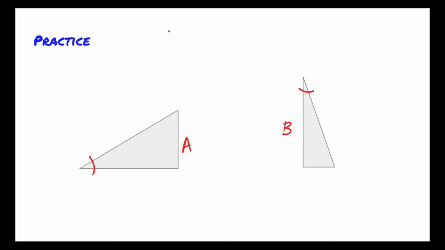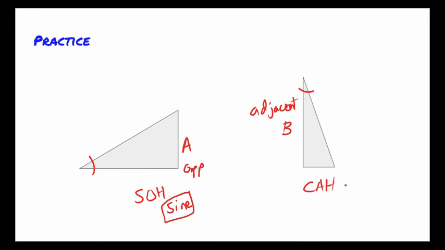I'll give you a hint. Remember SOHCAHTOA. Okay, so you should have gotten A is opposite, right? And if A is the opposite side, sine is opposite over hypotenuse. So I would use the sine function. For B, B is the adjacent leg. And since cosine is adjacent over hypotenuse, I would use the cosine function.